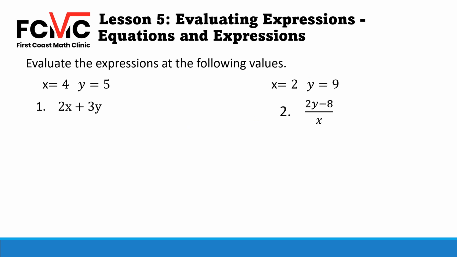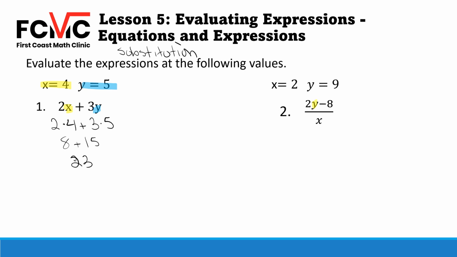Okay, so for number 1, we want to evaluate 2x plus 3y if x is 4 and y is 5. And remember, when we evaluate, we're going to use substitution. So we're going to replace x with 4, so I'm going to have 2 times 4 plus 3, and we're going to replace y with 5, 3 times 5. 2 times 4 is 8, plus 3 times 5 is 15, and we'll get 23.